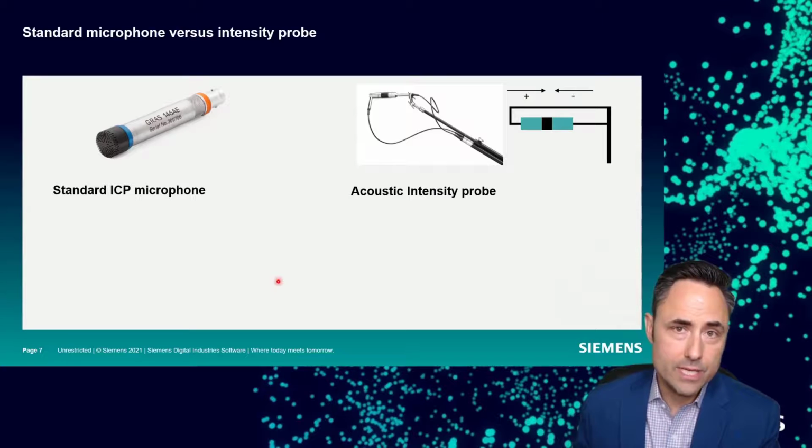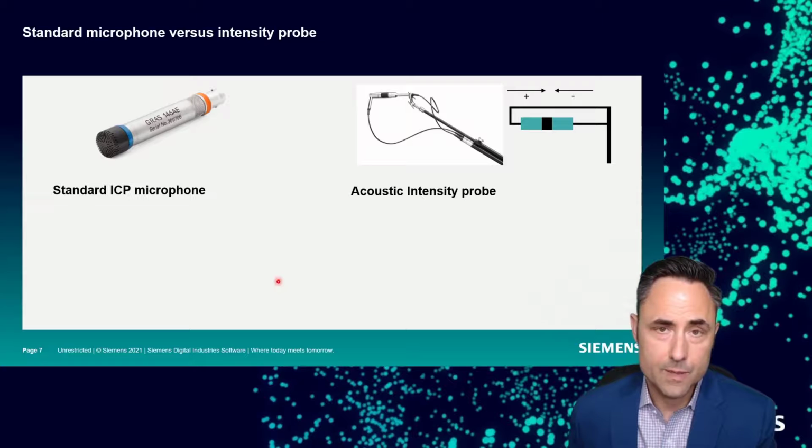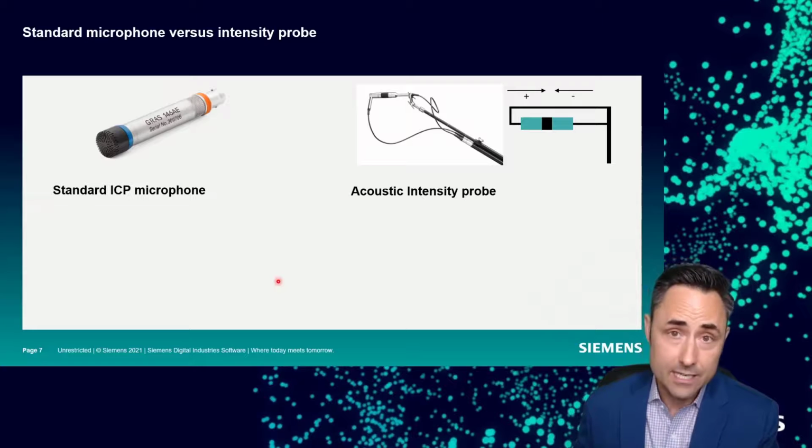So how do we do these intensity measurements? Well, we can't just use a standard microphone. We have to use a special piece of equipment called an intensity probe, which in reality is just a set of carefully matched microphones. So it's just two microphones instead of one.